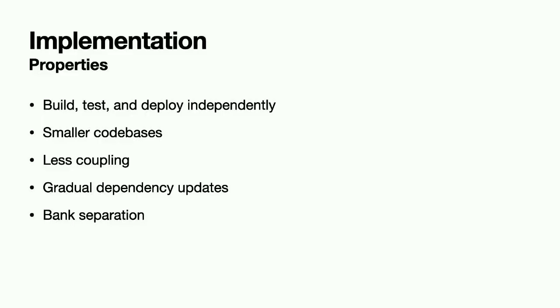So let's look at some of the properties we got from this architecture. For one, we can now build and test and deploy these separate features independently, which decreases the build time a lot. We get smaller code bases, so each team just works on their own front-end application that they own completely. We have less coupling, or at least more explicit coupling, through all these elements and APIs. So you can't just import something from another feature without them explicitly exporting it. And I think that makes for better coupling, because we are very aware of what we share.